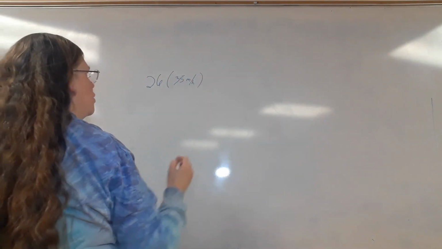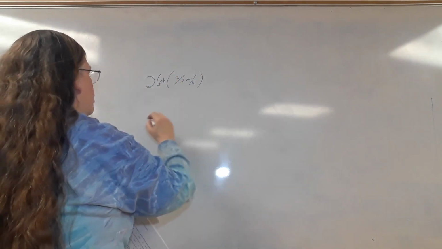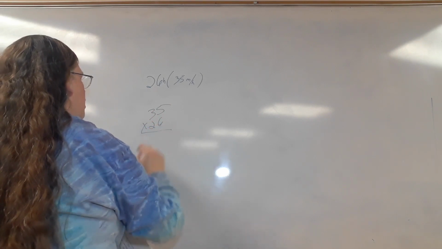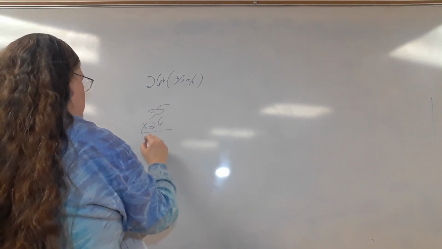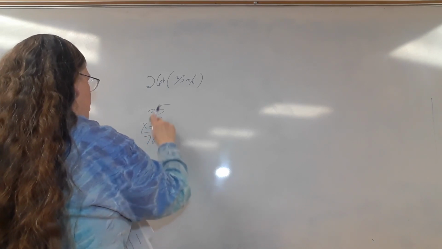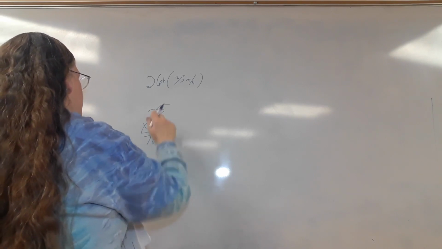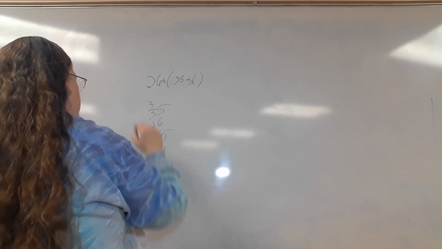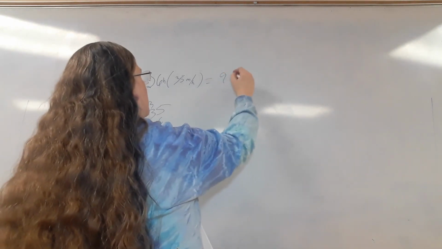to get there. So what we need to do is multiply these two. 35 times 26. 35 times 20 is 700. Here, 6 times 5 is 30. 6 times 3 is 18, 19, 20, 21. So it's 910 miles.